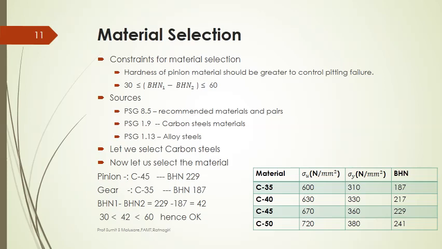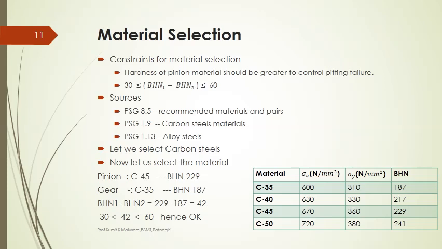Fine. So how to select the material? If you want standard pairs, go for PSG 8.4 and 8.5. Standard recommended pairs and some material properties are directly given on those pages. Then for plain carbon steel, go for PSG 1.9, and for alloy steel, go for PSG 1.13. Now for example, we will go for selection of plain carbon steel. So from this table, whatever data you are seeing there is from PSG 1.9 itself.